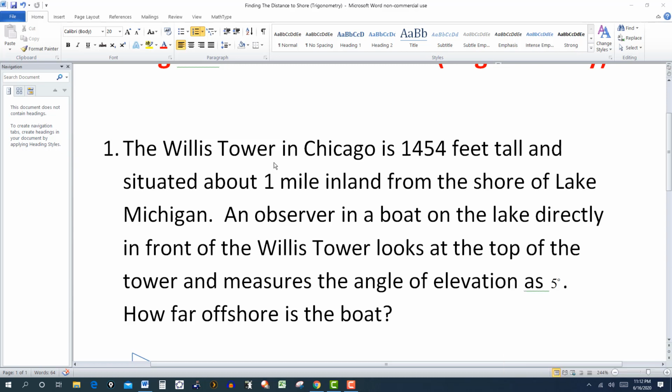So here it is. The Willis Tower in Chicago is 1,454 feet tall and situated about 1 mile inland from the shore of Lake Michigan. An observer in a boat on the lake directly in front of the Willis Tower looks at the top of the tower and measures the angle of elevation as 5 degrees. How far offshore is the boat? So that's the problem that's posed.